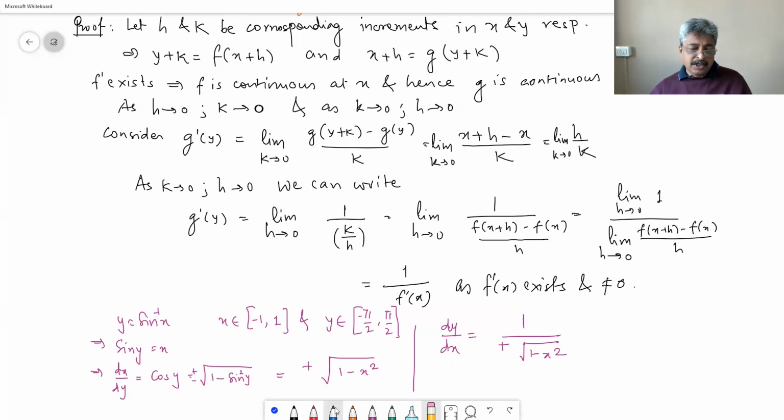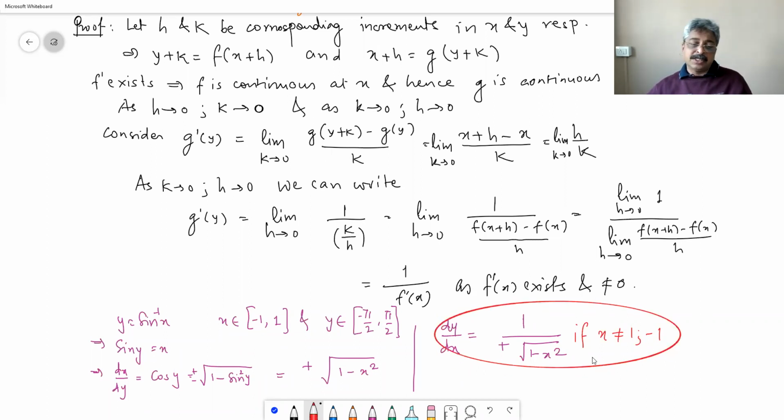And one more precaution, it is not for all x. If x is not equal to 1 or minus 1, then this is the slope. None of you have written that in your answer, because when you put x is equal to 1 or minus 1 in this, you end up getting dy by dx undefined. And why is that happening?